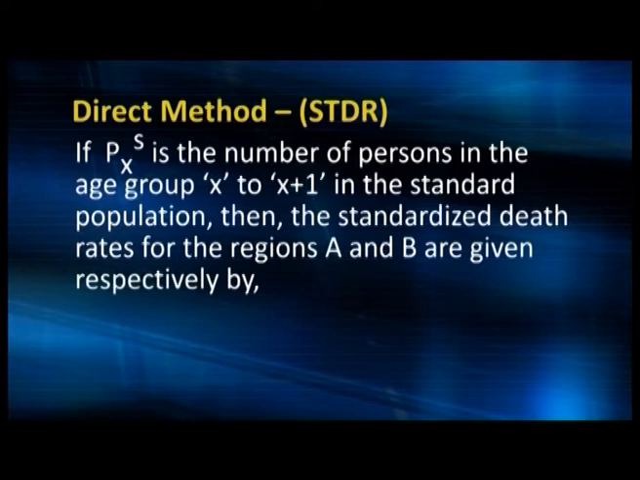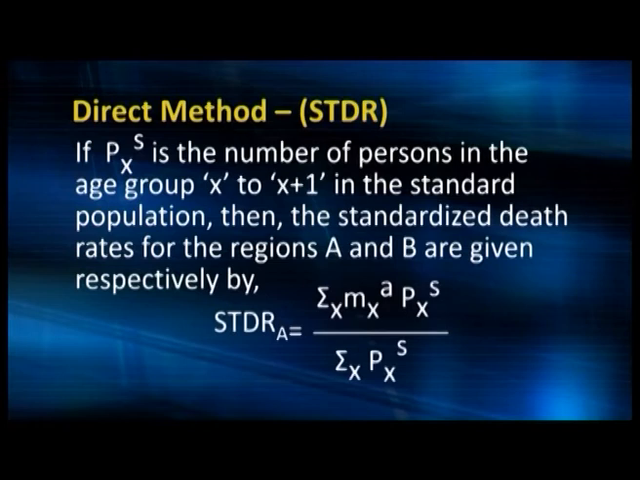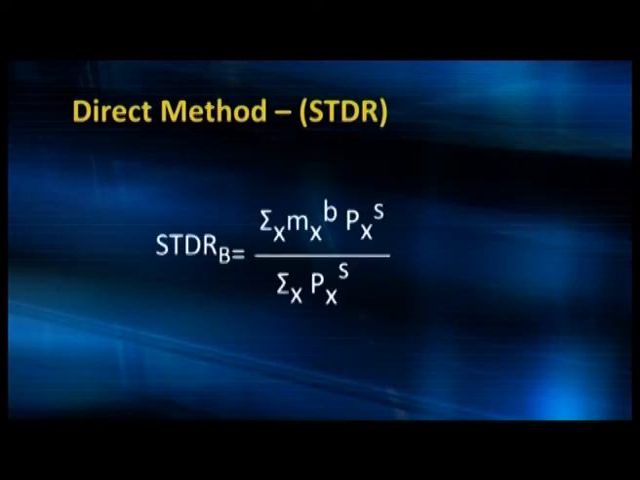are given respectively by: standardized death rate for region A is equal to summation of age-specific death rates for region A in the age group X to X plus N into number of persons in the age group X to X plus N, divided by summation of number of persons in the age group X to X plus N; and for region B, summation of age-specific death rates for region B in the age group X to X plus N into number of persons in the age group X to X plus N, divided by summation of number of persons in the age group X to X plus N.